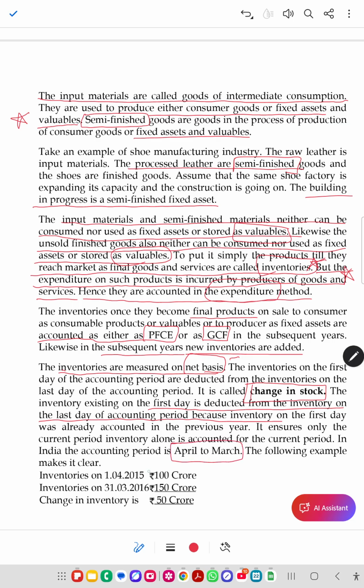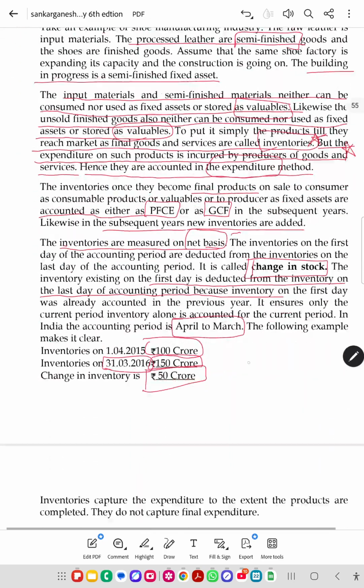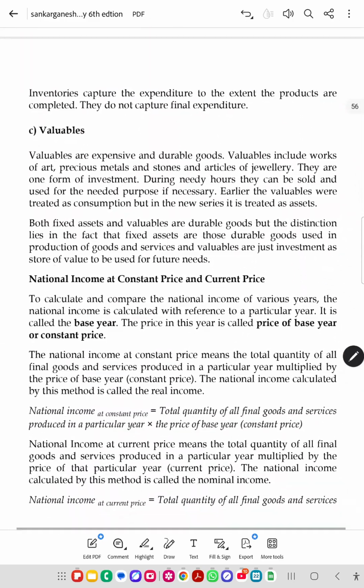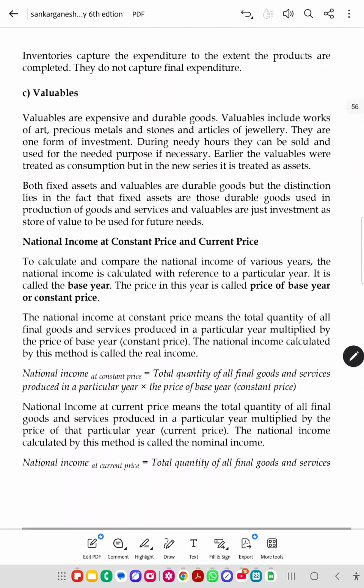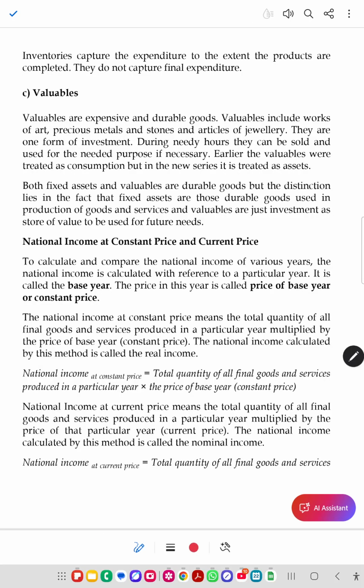Inventories on 1 April are 100 crore. Inventories on 31st March 2016 is 150 crores. Change in inventory is 50 crores. Inventories capture the expenditure to the extent the products are completed. They do not capture final expenditure.